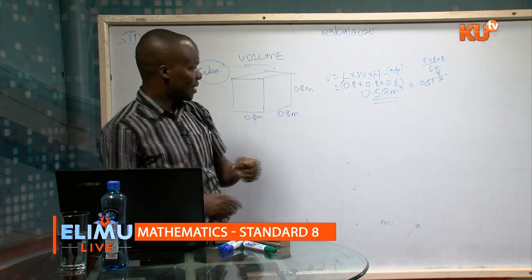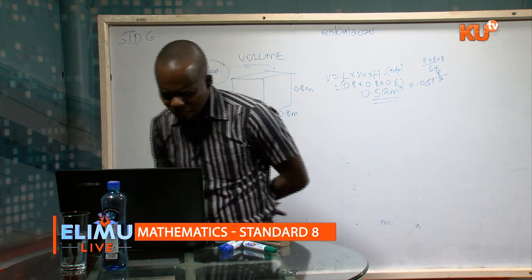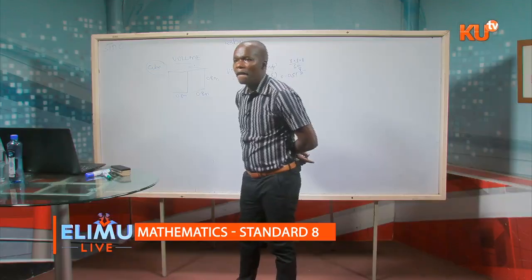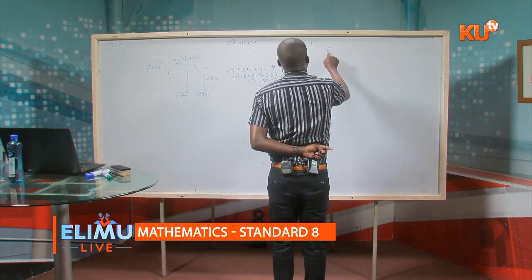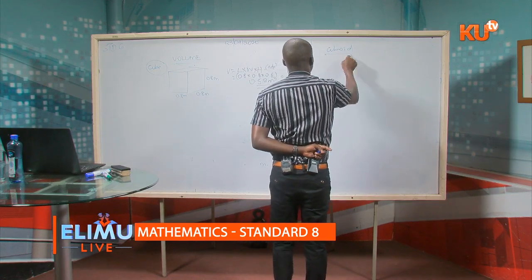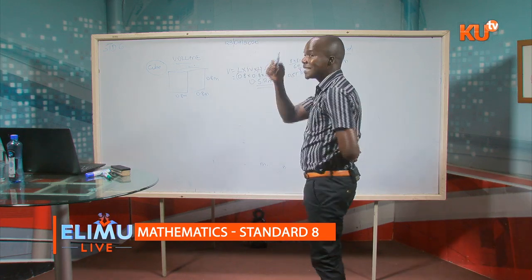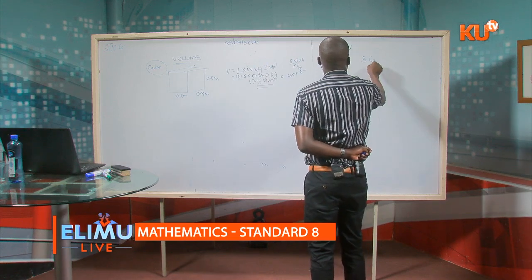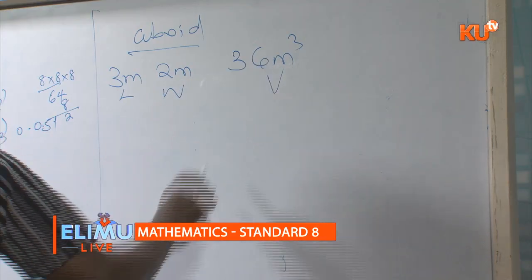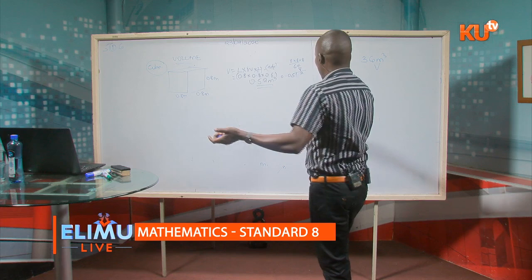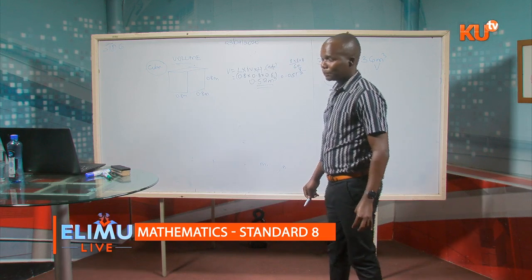A cuboid measures 2 meters by 3 meters and has a volume of 36 cubic meters. So you're told it is a cuboid measuring 3 meters by 2 meters and has a volume of 36 cubic meters. Length, width, and then volume. What's missing? We only have height as the missing measurement.